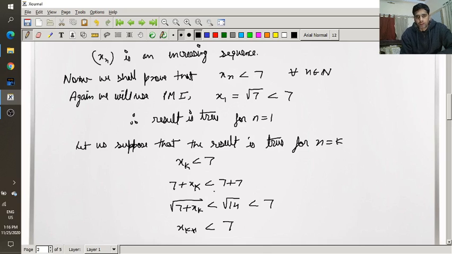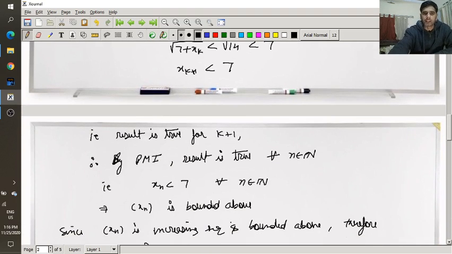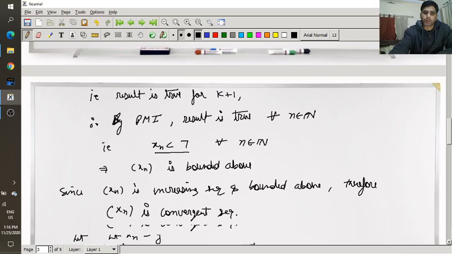mathematical operations on this inequality, just by adding 7 to both sides and taking the root, this is again xk plus 1. And it is clearly less than 7 because its value is less than under root 14, and under root 14 is clearly less than 7. So xk plus 1 is less than 7. Hence the result is true for k plus 1. Therefore, again by mathematical induction, xn is less than 7 for all natural numbers.